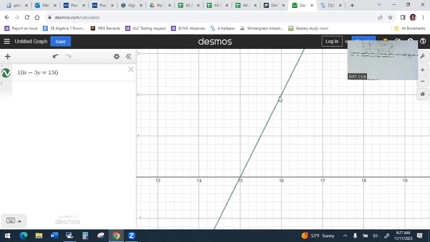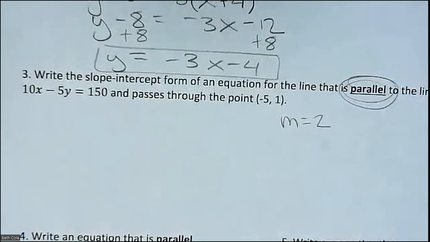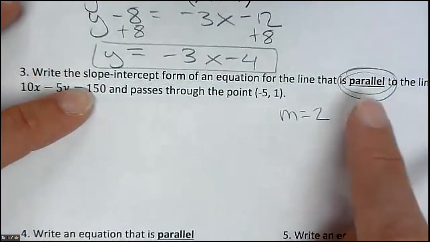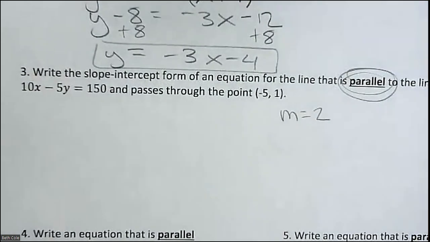Can you look up here? I have one there and one there. So it's up how much, over how much? Good, up 2 over 1. So our slope is 2. If this slope is 2 and it says parallel, we want a slope of 2. As an extension question, what if it said perpendicular? What would be the perpendicular slope for 2?